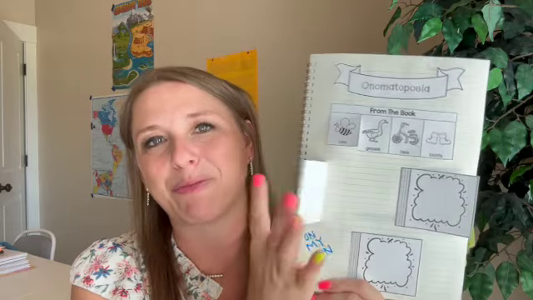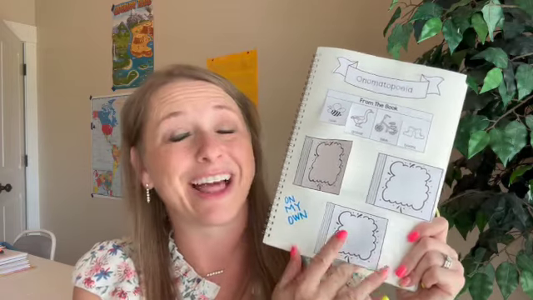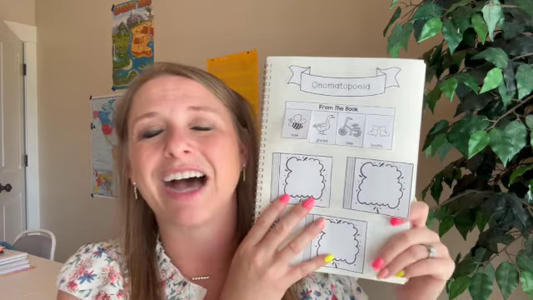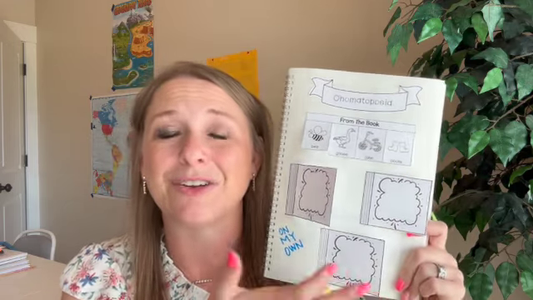Oh, it was a pair of boots. Or the sound is flap, flap. What was it that they were thinking? Was it the wings of a bird or a flag in the wind? Then they can draw the picture on the back. So those are just some fun ideas of how you can create an entire lesson or activity around onomatopoeias.